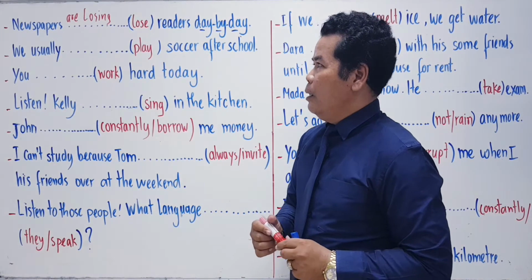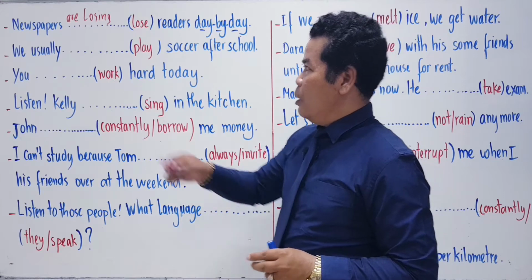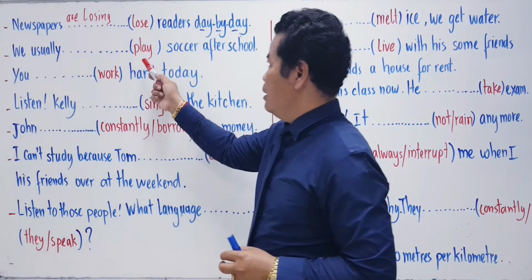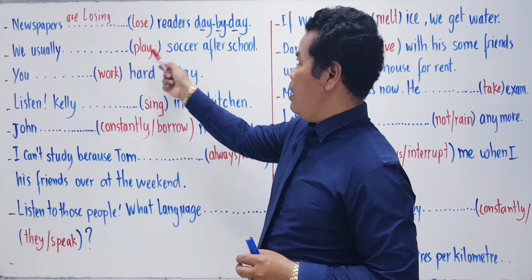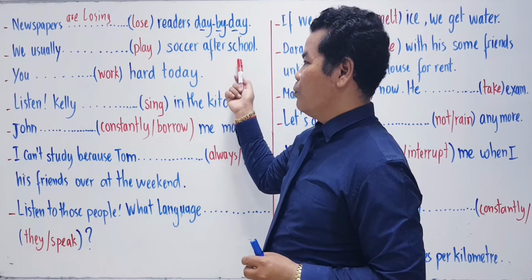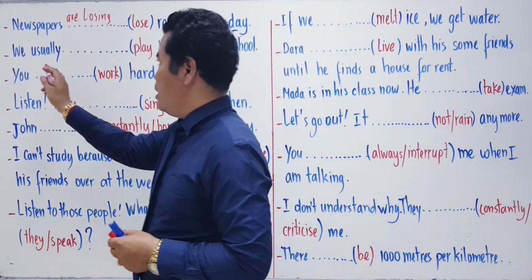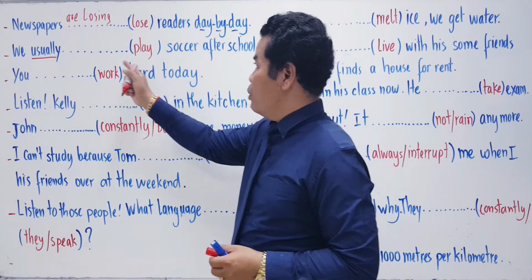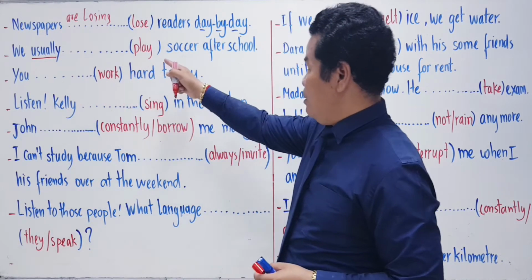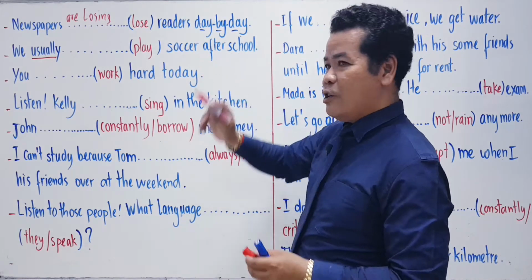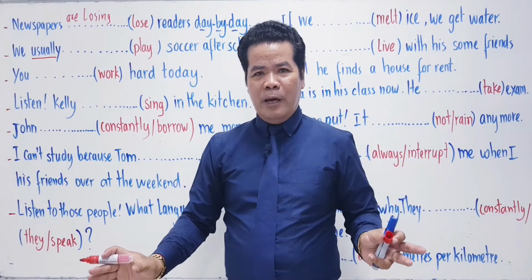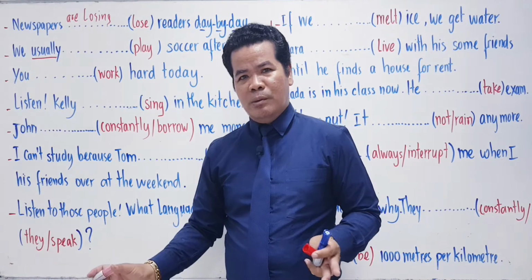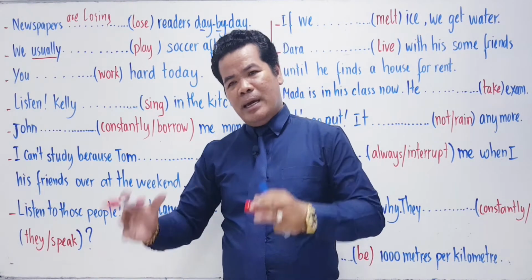Let's go to the second example. We usually blank play soccer after school. So what word do we see in here? Usually. On the other hand, what do you say? We usually play soccer after school. I mean, not only one day. Every day after school. The action happens again and again.